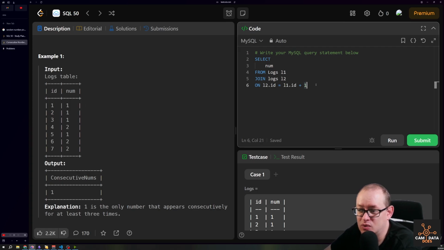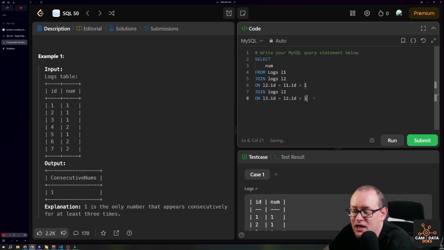And then we also want to join it again. Join L3 on L3.id equals L2.id plus 1. I could also do L1.id plus 2 here. Either way, it's the exact same logic. And here, let's just do it to prove it. Let's do that.